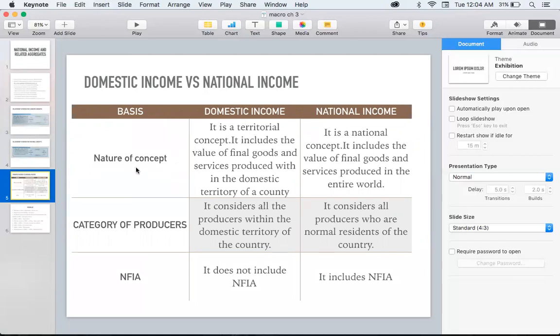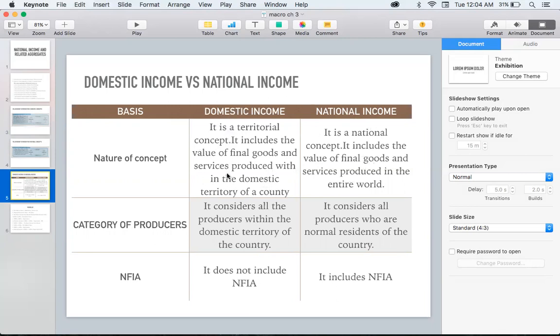And what is the nature of the concept of domestic income? It is a territorial concept. Domestic income is a territorial concept, and it includes the value of final goods and services produced in the domestic territory. So in domestic income, we are calculating only what is produced in the domestic territory. But in national income, we are saying that the final goods and services produced in the entire world, we are considering in the national income. So the nature of the concept of domestic income and national income, you will differentiate and learn.